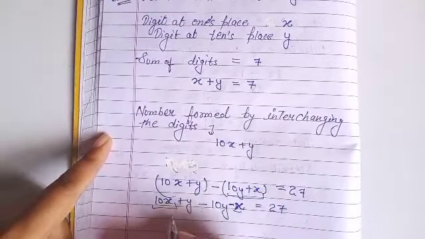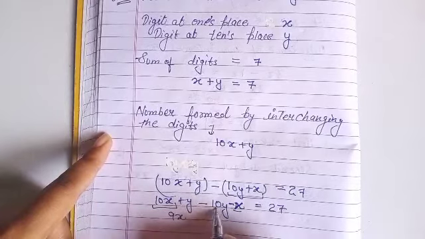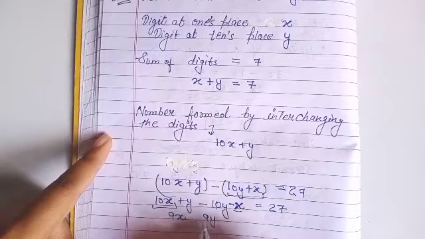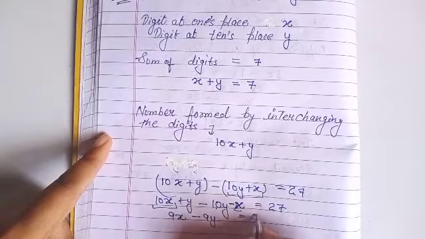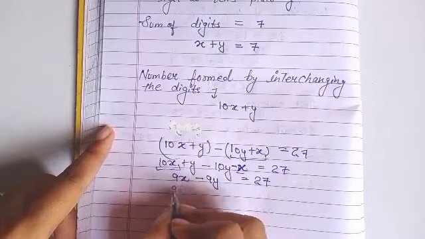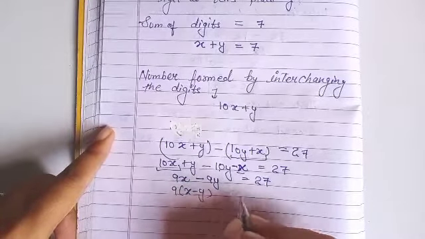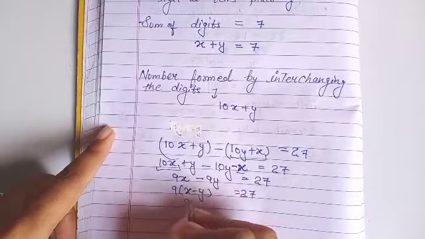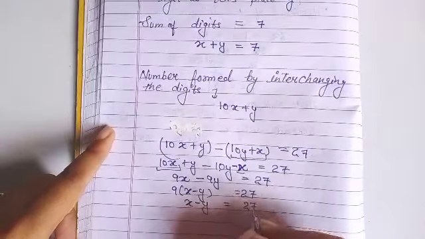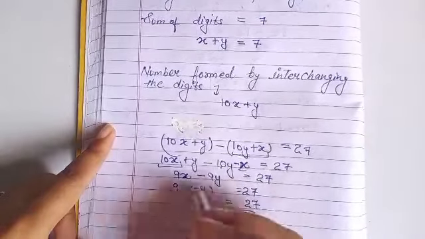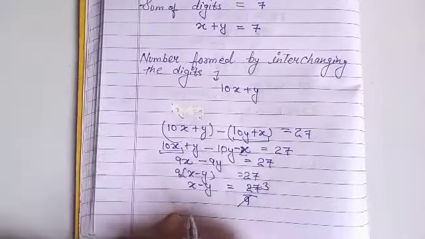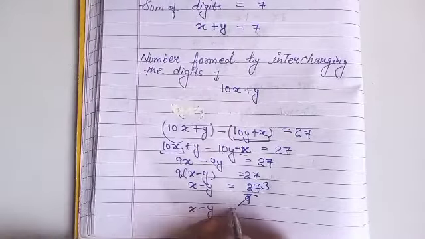10x minus x, 9x. 10y and y both are of different sign, 9y, but sign will be of greater number which is minus, is equal to 27. Now from these two you can take 9 common, x minus y is equal to 27. So x minus y is equal to 27 by 9, because here this was in multiplication. 9 3s are 27. So x minus y is equal to 3.